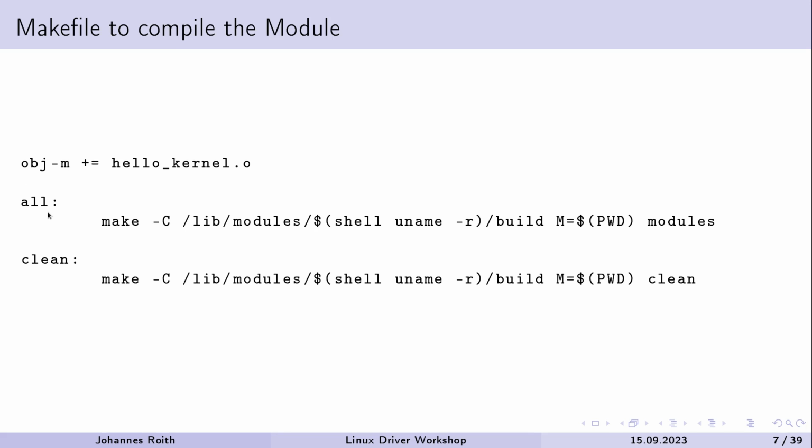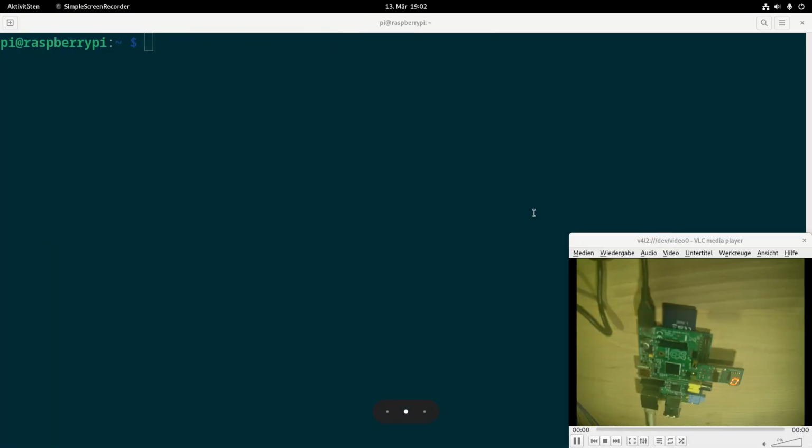We have an all target. The first target will be called when we are just running make, and we have a clean target for cleaning the build stuff. And what we will do here, we will run make again. With -C we can go into a different folder, and we will go into the folder /lib/modules/$(shell uname -r).